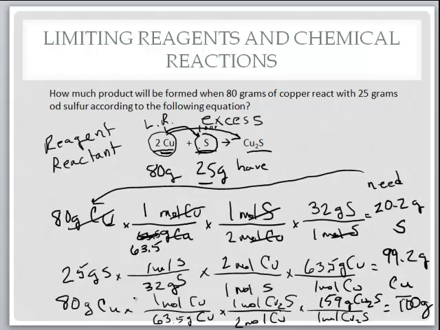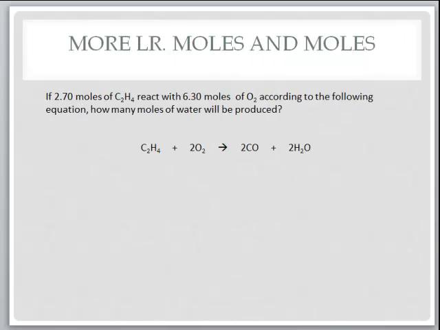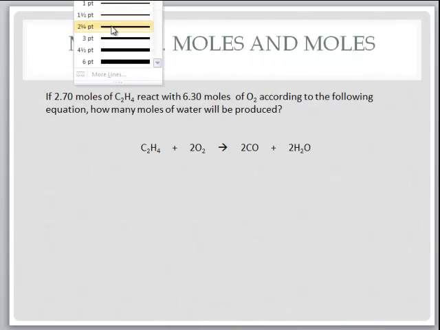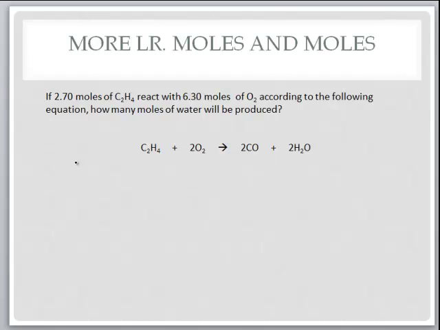Now we kind of squeezed that in a little bit there, so we're going to do another problem and go through this one more time. Okay, so now this time we're starting with moles. And you want to pay attention to that because sometimes the problem will say start with grams, sometimes moles. So you've got to look and pay attention to what you're starting with. So we have 2.7 moles of the C2H4 and 6.3 moles of the oxygen. So we're going to calculate which one would be the limiting reagent. And then we're going to find how many moles of water. So that's what we're looking for in the end.